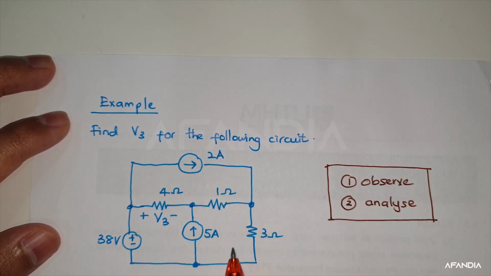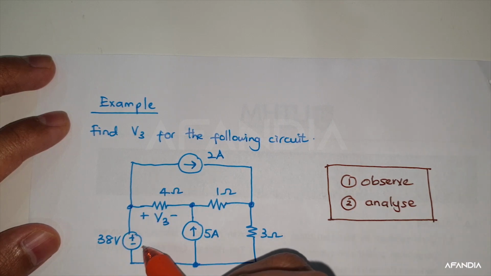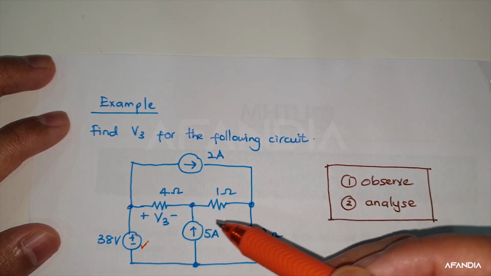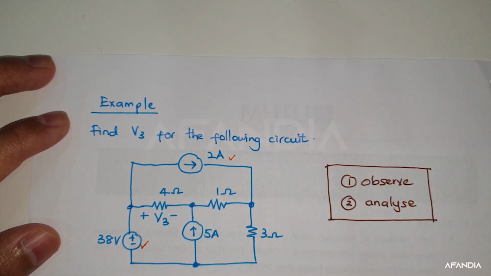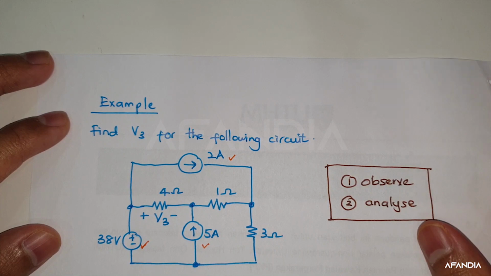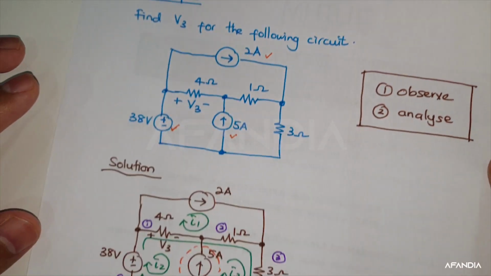But you must always remember, as I said to you, number one, you need to observe. If you observe this circuit, you see you have your current source, you have your voltage source over here, you have your current source over here. And you must remember, your 5 ampere over here is actually creating a super mesh situation. Why? Because your 5 ampere is being shared with this mesh as well as this mesh. Right? Is that clear?